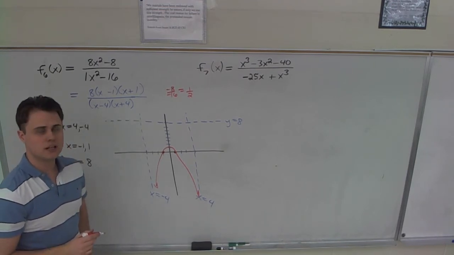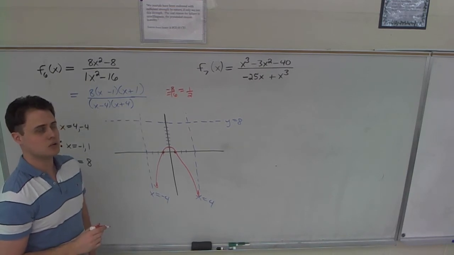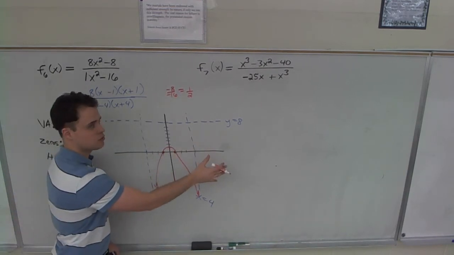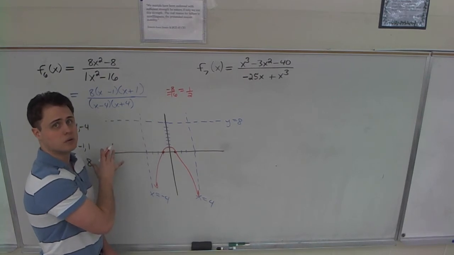So do I need to plug in more test values to figure out where this rational function goes on the right side of 4 and on the left side of negative 4?